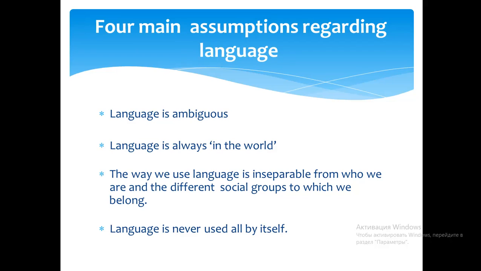Language is ambiguous. What things mean is never absolutely clear. All communication involves interpreting what other people mean and what they are trying to do. Language is always in the world. That is, what language means is always a matter of whether and when it is used and what it is used to do. The way we use language is inseparable from who we are and the different social groups to which we belong.